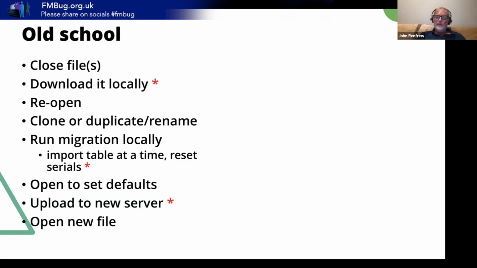Or the really old school way was, here's a clone of a file, which I open, and then I have to go through my old file, importing the records one table at a time. And when I've finished, go and reset all the maximum serial numbers. But you have to do it in the right order, where there are calculated fields that reference other fields. And honestly, we've all wasted an awful lot more time than we need doing that.